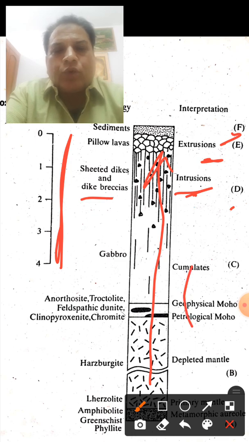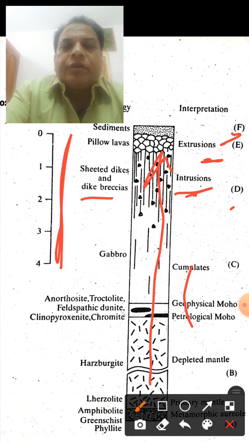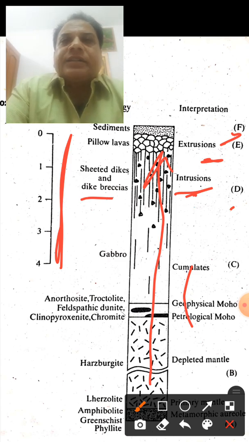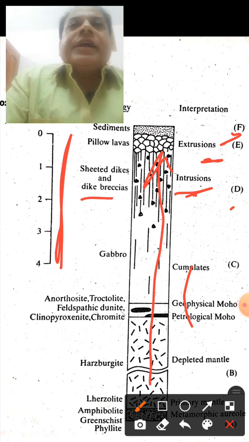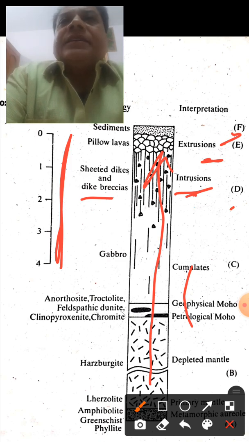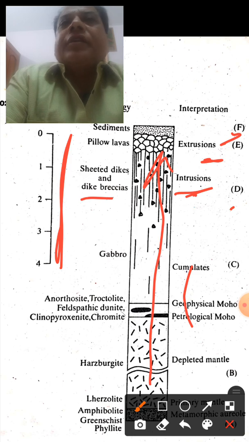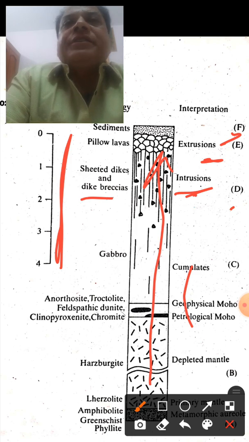meaning from A to F, these are the different rock types from metamorphic to ultrabasic to basic, then your dikes, and ultimately the pillow lavas and the sediments. So this is the ophiolite sequence, and ophiolites are a distinctive rock assemblage containing ultramafic, gabbroic, and basaltic rock types, often capped by layers of deep sea sediments.